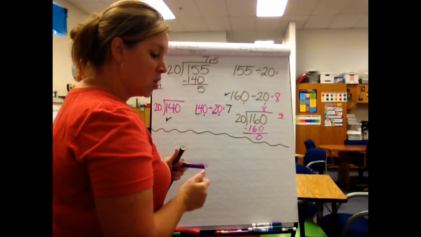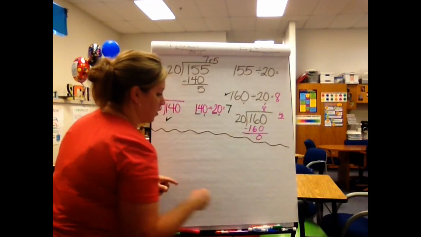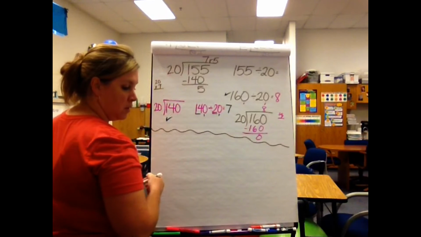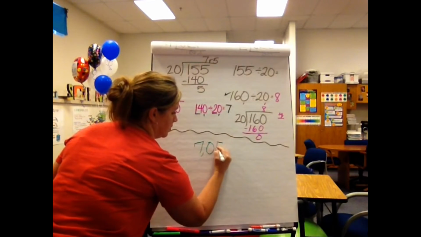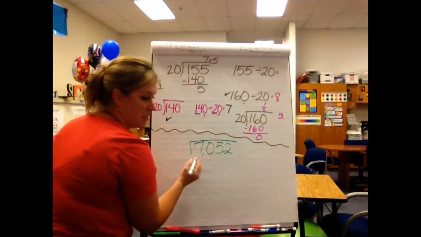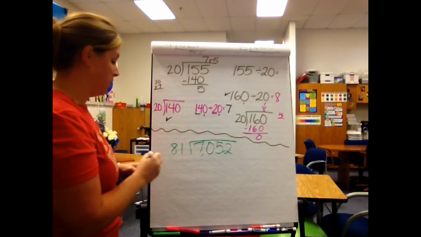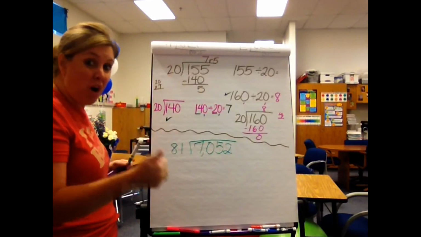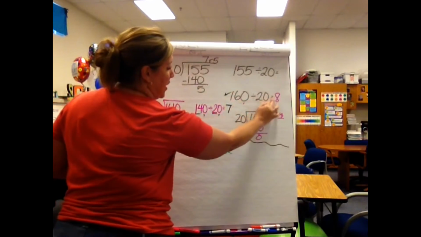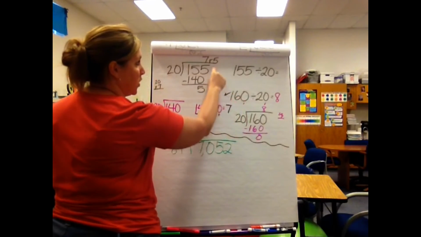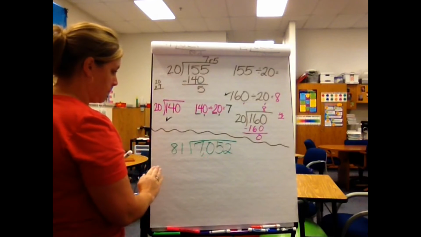Okay, so now this is my new problem. Use another color marker, green. 7,052 divided by 81. Okay, looks huge, doesn't it? Because you're going to have to estimate and do the actual. Again, estimating is smart because I know it's about 8 or it's about 7, because you could do it quickly. There's my actual.